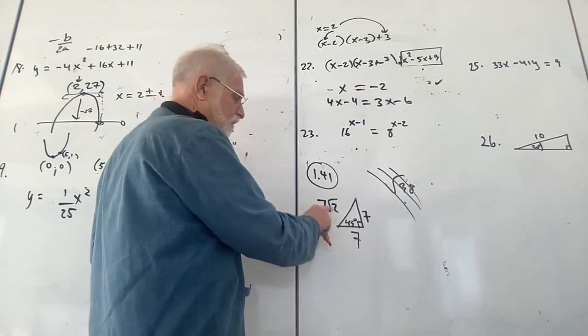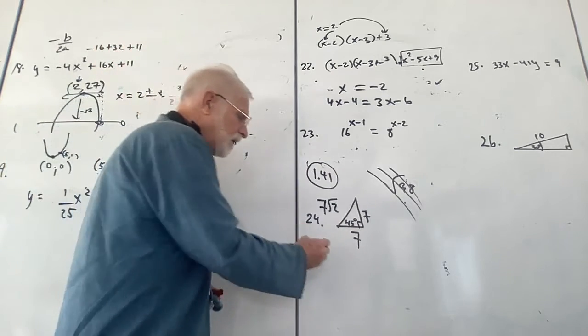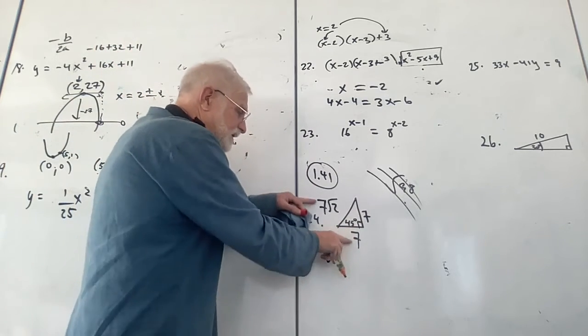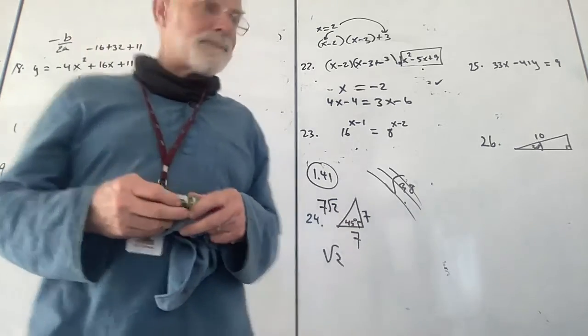And dividing by root 2, just like the 30, 60, 90. The only thing you got to remember is root 2 is what connects the sides. Sometimes you're multiplying by root 2, sometimes you're dividing.